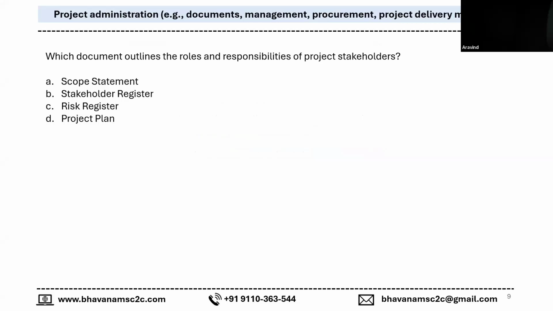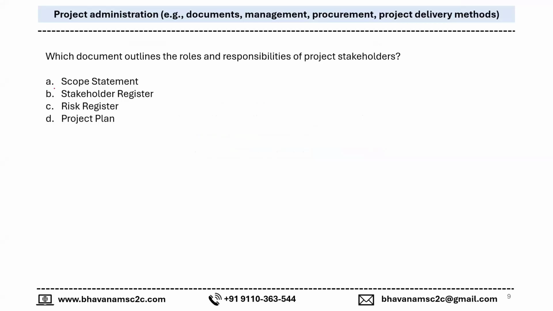Stakeholder register. Yes, so the answer is stakeholder register. Let us revise the question once again. Which document outlines the roles and responsibilities of project stakeholders? So, stakeholders involve all the parties. Simply remember C, C, and C. The first C is client, the second one is consultant, and the third one is contractor. So what all these three personnel have to do is listed in your stakeholder register. Okay, it's not the risk register, not the project plan, nor the scope statement. The best suited answer is stakeholder register.